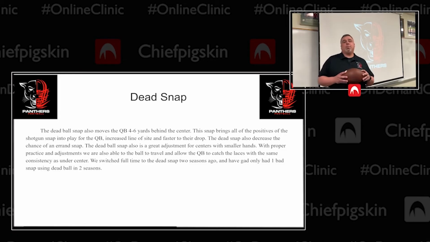So we had pretty good success switching up to the shotgun snap a couple years ago, but I noticed that we were still having some issues with consistency, the speed of the ball coming back. Our quarterbacks tend to be more runners than throwers, so we were trying to find a way to give them a better opportunity to catch the ball, still keep their eyes up so they can make a read, and just an easier way to catch.